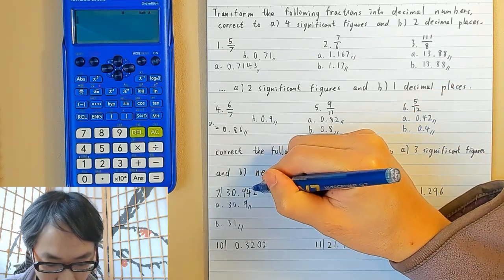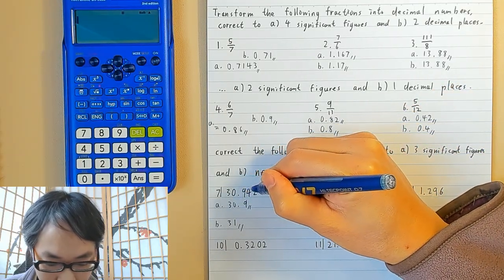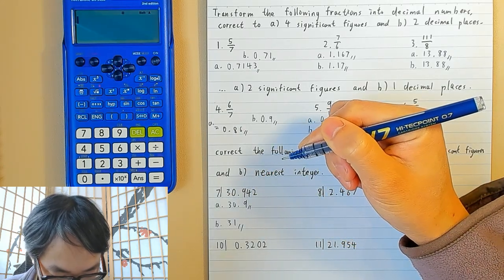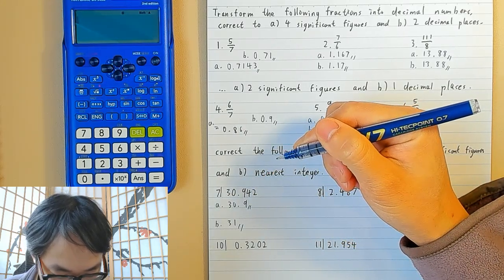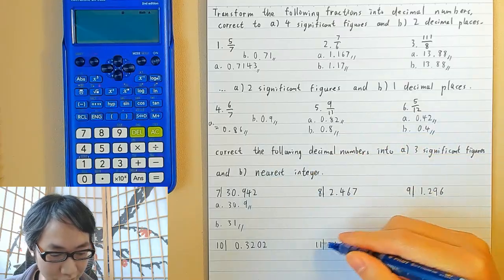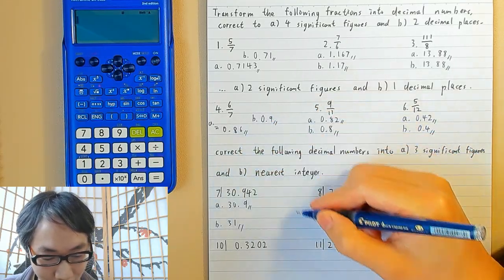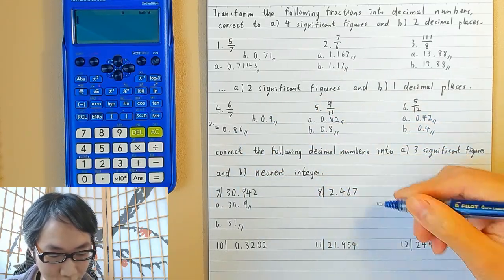So the question arises, what if this is 30.95 here? Right? Actually, we will see that in question 11. Okay, let's talk about that in question 11.